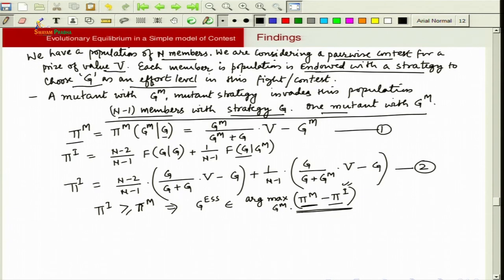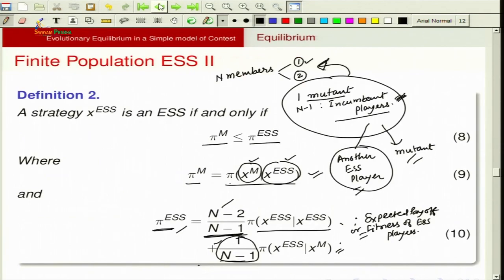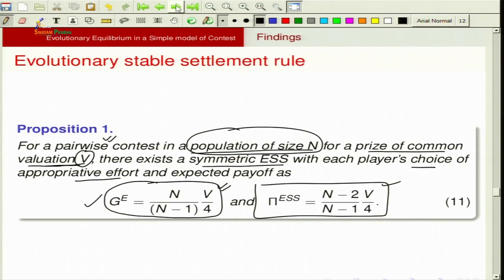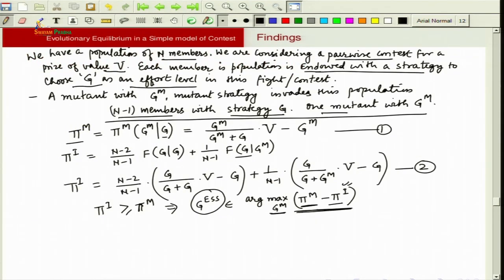So, if we maximize this objective function pi_M minus pi_I with respect to G_M, then the argument will be your ESS. This is coming from the discussion we had here, that X_M equal to X_ESS maximizes this, and the maximum value is 0. So, we will use this definition only. X_ESS locally maximizes this pi_M minus pi_ESS, which is nothing but the relative payoff of the mutant with respect to the incumbent player.